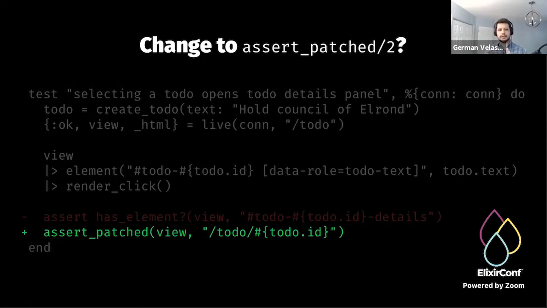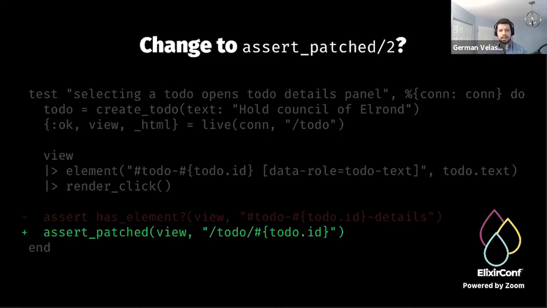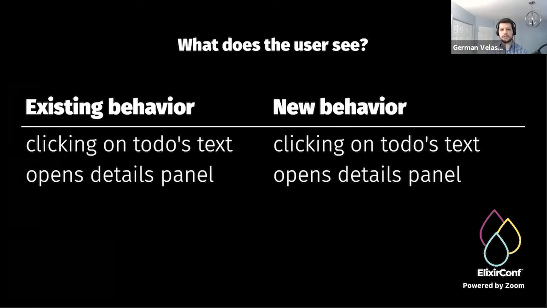Right, so this is a reminder. This is a test that's making sure that selecting a to-do opens the to-do details panel, right? Or maybe put differently, what if your original implementation had been about using live patch? Should you write this assert patched as opposed to something like this has element helper? I like to take a step back when I find myself in these situations and ask myself, what does the user see, right? Let's see, the existing behavior is that clicking on the to-do's text opens a details panel.